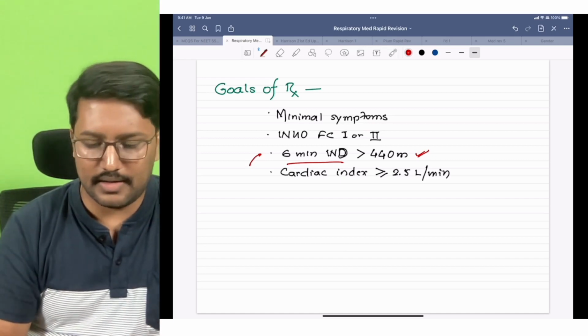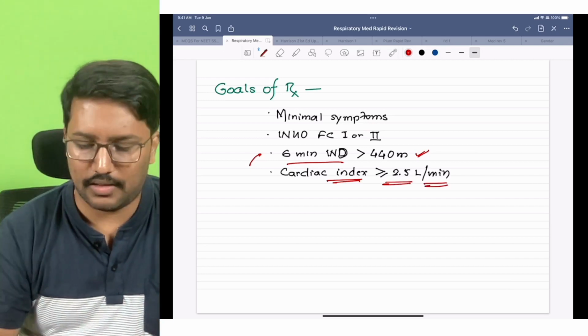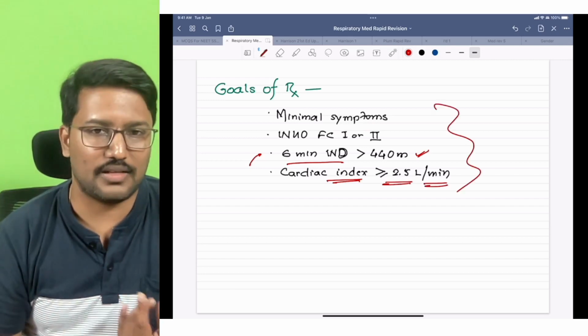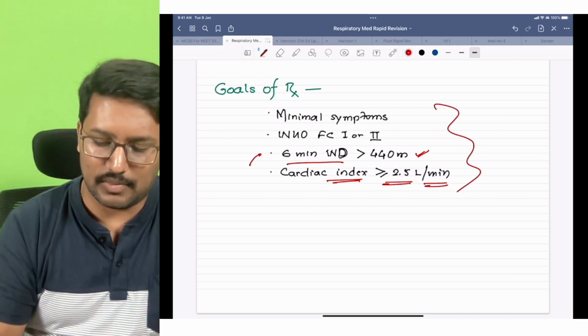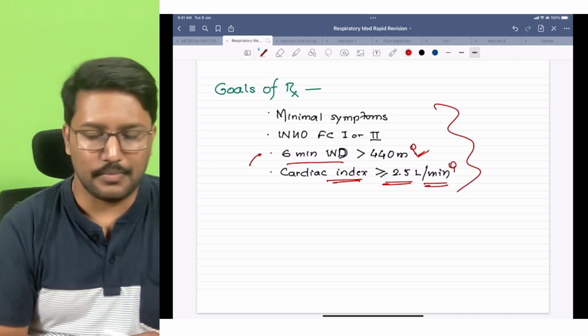And if you look at the cardiac index, then 2.5 liter per minute. That's the cardiac index goal, right? All of these are MCQ points, particularly the 6-minute walk distance. This is an MCQ point, and your cardiac index, that's an MCQ point, right?